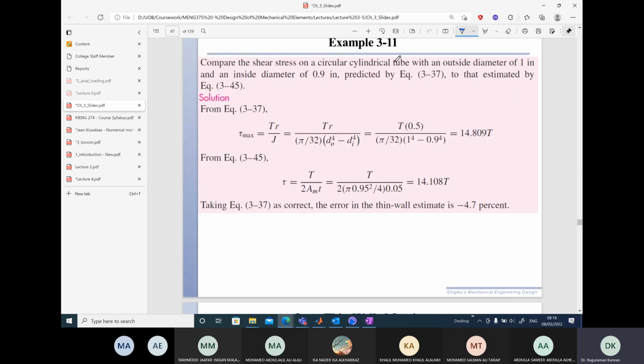In the above problem, compare the shear stress of a circular cylindrical tube with an outside diameter of 1 and an inside diameter of 0.9 inches. So if you want to compare what is the shear stress for this particular case, we can substitute for tau max, Tr over J, substitute the values, and this is what we get in terms of T. Shear stress will be T over 2 AMT. Apply the same formula and let's see here what they are doing here.